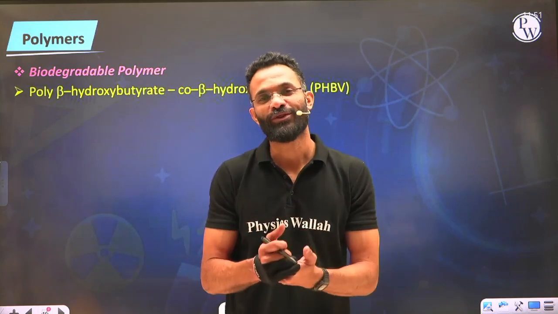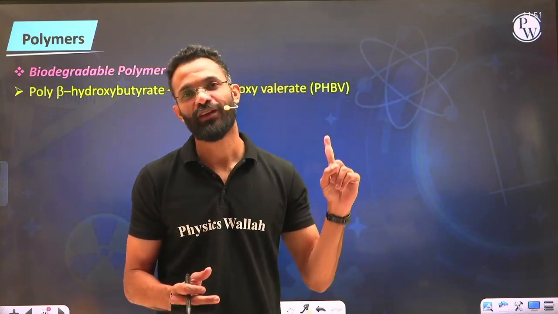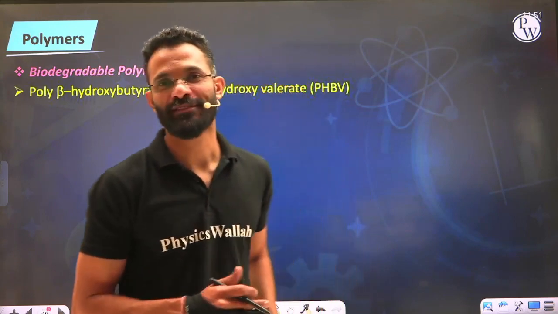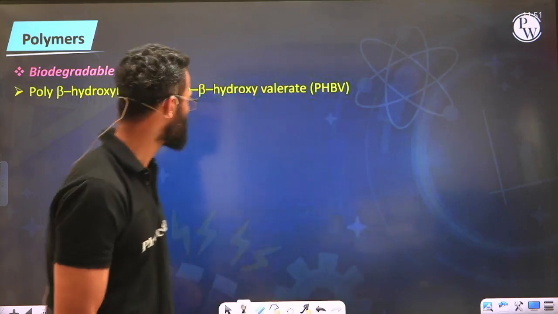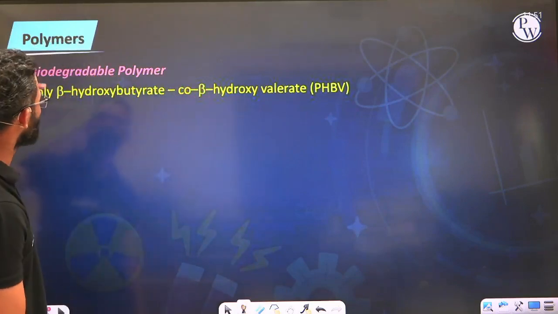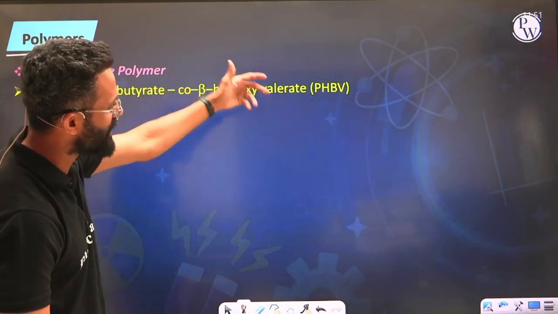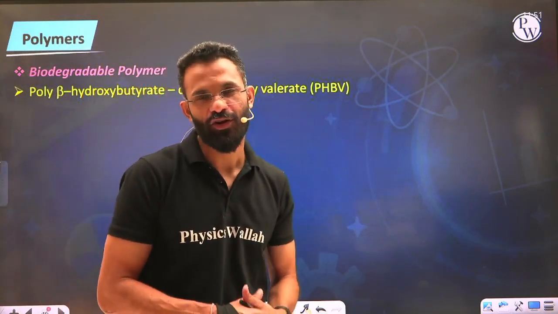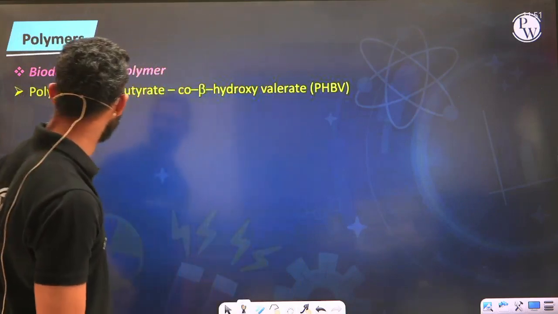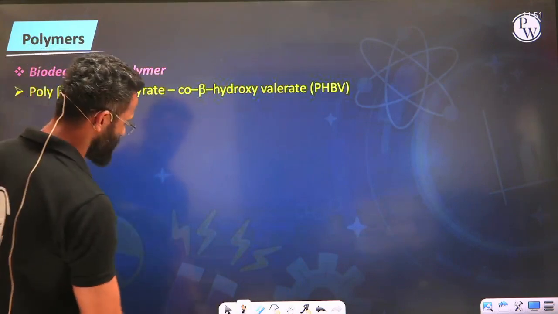So we talk about some polymers which are synthetic but yet biodegradable, one of which we have already studied, nylon 2, nylon 6. And other than that, as far as our syllabus is concerned, we studied two more. One is PHBV. PHBV is an abbreviation for poly beta hydroxybutyrate co beta hydroxyvalerate. And we'll also talk about PLA and PGA. So everyone, first have a look at this. Poly beta hydroxybutyrate and beta hydroxyvalerate. Okay, guys, look here.